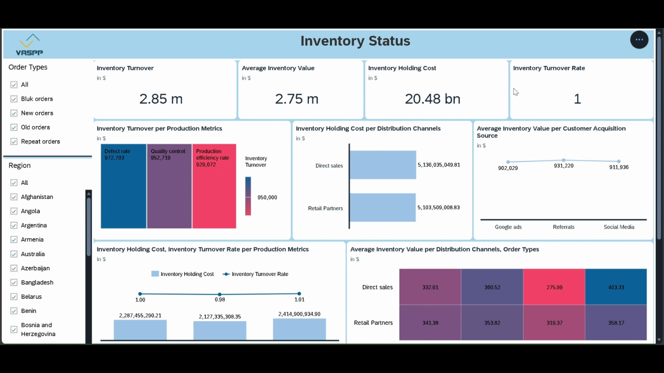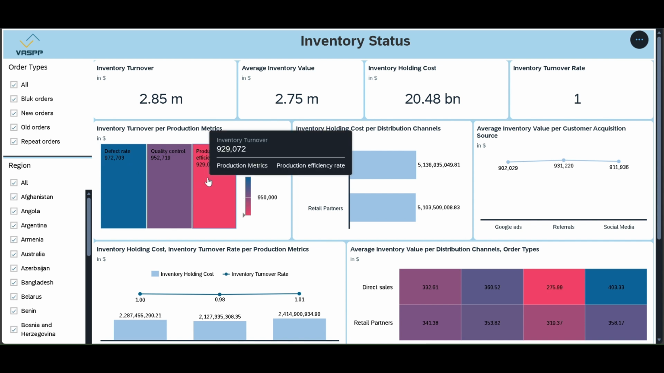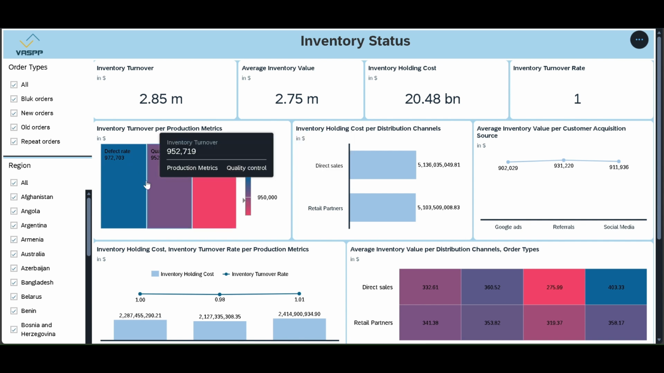Now let's move on to charts. Firstly, there is inventory turnover per production metrics bar chart. This chart shows turnover performance across production metrics, such as defect rate, quality control, production efficiency rate. A small vertical indicator shows the average benchmark at $950,000. A higher turnover reflects healthier inventory flow.